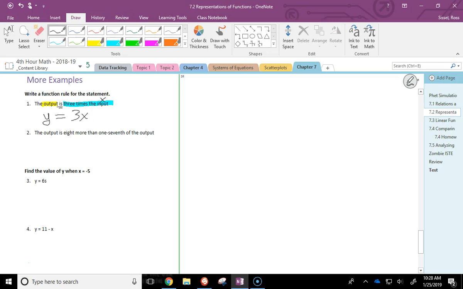The output is 8 more than 1/7 of the output. Ooh, this one's going to be tricky. You're going to have to do these today, so make sure you're following how we do it. The output, so I know that's y, is, that's my equals, 8 more than. What's 8 more than? Plus it. So 8 more than, so adding 8, then 1/7 of the output.